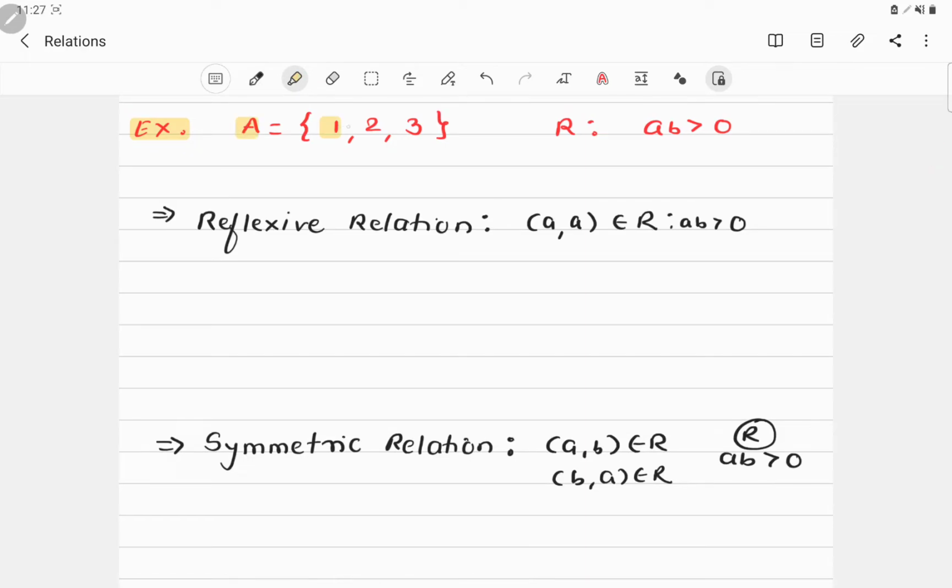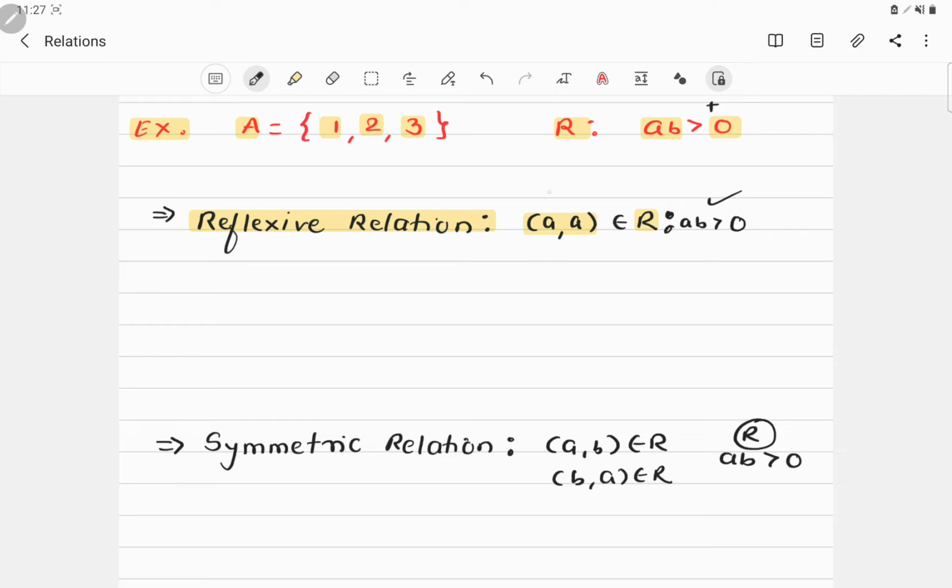This is the set A with the elements 1, 2, 3, and this is the relation given in the form of a formula: the product AB is always greater than 0, or positive. Let's cross-check whether the given relation is a reflexive relation or not. Everyone knows what reflexive is: (A, A) belongs to that relation. So the relation in this case is AB greater than 0, or the product of A with B is greater than 0.